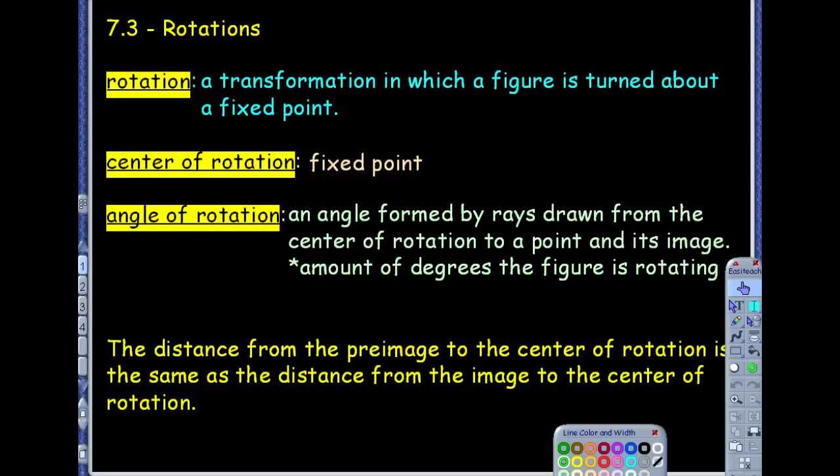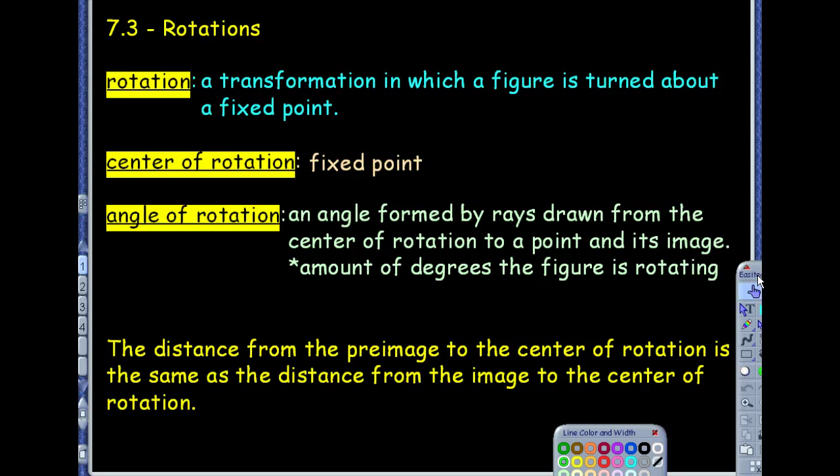Section 7.3 is going to talk about another type of transformation, rotation. So we've already talked about a reflection. We have mentioned what rotation is, so you're already comfortable with that word. And then we'll end up talking about translations as well. Okay, so those are the main three.